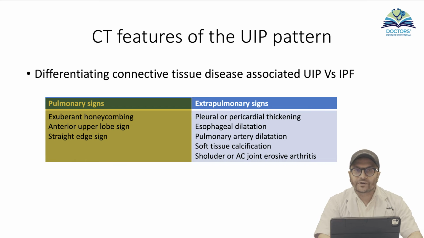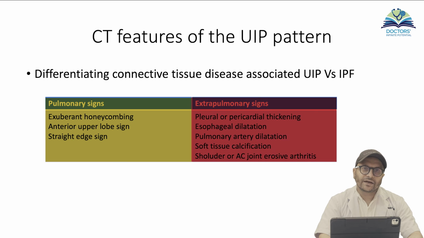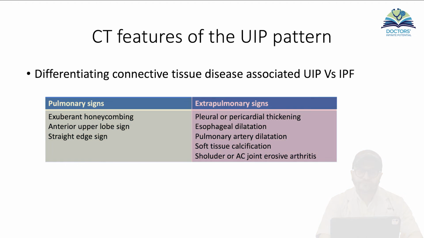Other extrapulmonary signs that say that UIP is secondary to connective tissue disease are pleural or pericardial thickening, esophageal dilatation, pulmonary arterial dilatation, soft tissue calcification, or shoulder or AC joint erosive arthritis. Then we can say that it is secondary to connective tissue disease.